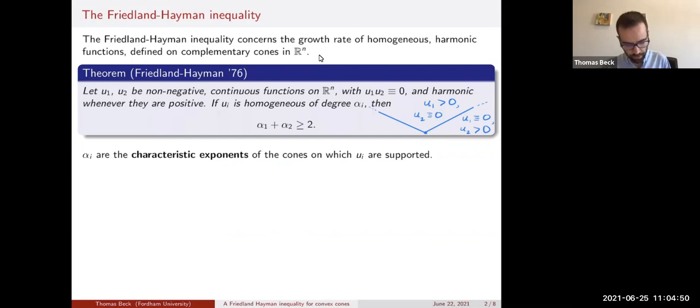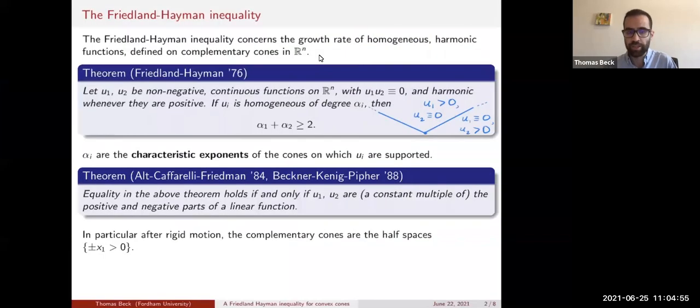As well as the inequality, which was proved by Friedland and Hayman in the 70s, the case of equality has also been established, where equality in this theorem holds if and only if u1 and u2 are, up to a constant multiple, the positive and negative parts of a linear function. And in particular, what that means is that after a rotation, our two cones must just be two half spaces, and our functions u1 and u2 are just some multiple of the x1 variable.